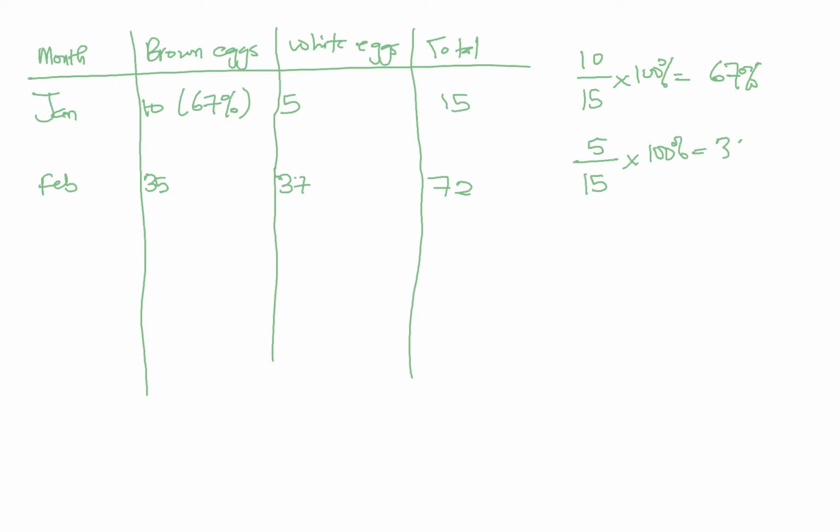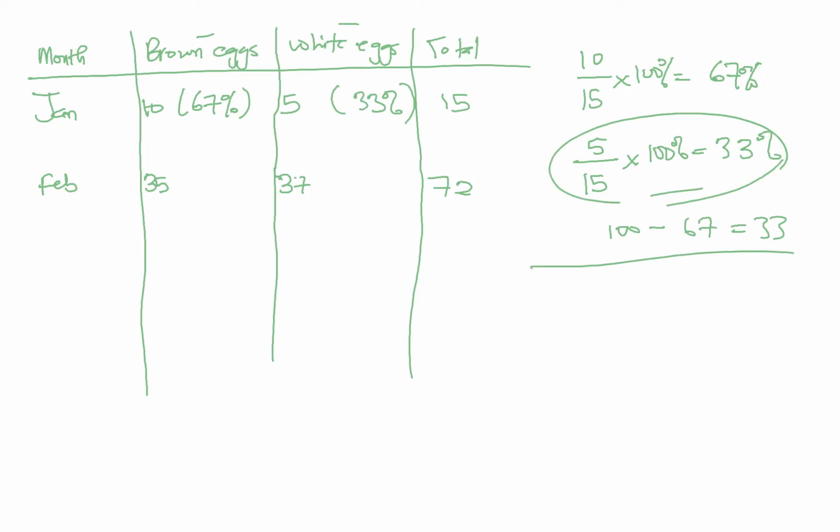However, since there are just two sections, we're looking at just brown eggs and white eggs, once I get my percentage for brown eggs, I can simply subtract this number from 100%. That's 100 minus 67 equals 33, which gives me 33%. So I can skip this procedure. The same works for the month of February.